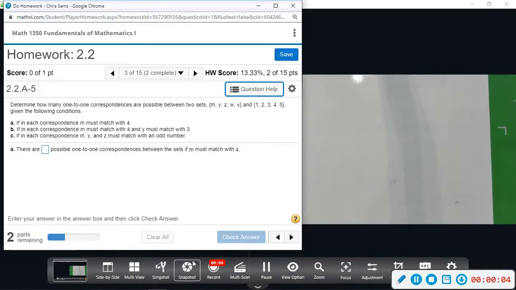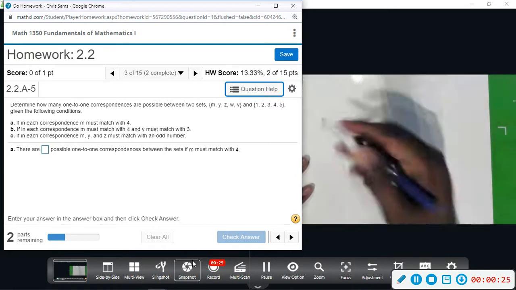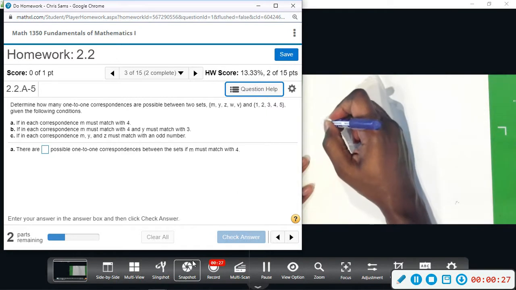All right, number 3, we want to determine how many one-to-one correspondences we have between these two sets, M, Y, Z, W, V, and 1, 2, 3, 4, 5. Okay, so again, what we want to do is take each term from one set and pair it to another one. All right, so let's just do this.